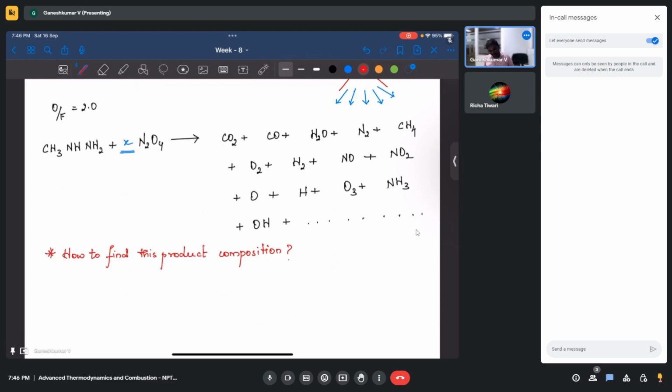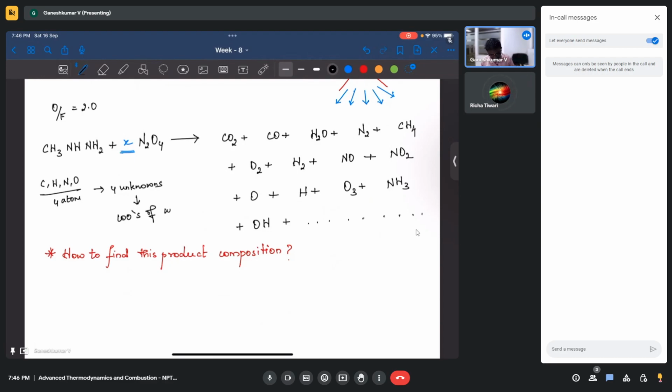It's a question, right? You see, you have only H, N, and O. You have four atoms. You can do atom balance and find only four unknowns. Here I have hundreds of unknowns. I can have n number of species. I can keep on adding, right?